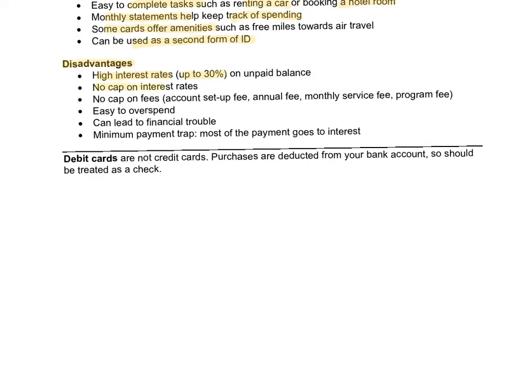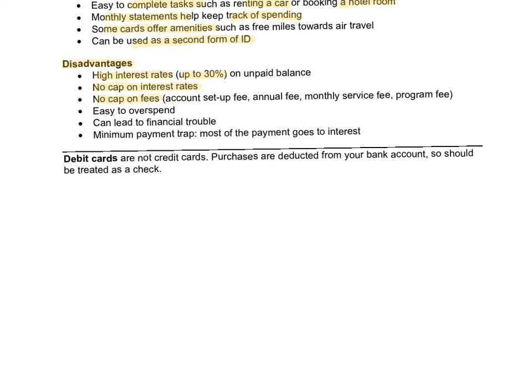And there's what we call no cap on interest rates. So when you think about a mortgage, the interest rates are federally regulated, but for credit cards, these are private companies, they can charge whatever they want. There is no cap on the interest rates. They could charge you 50% for your interest rate, and there's nothing you could do about it. There's also no cap on fees, so be real careful when you apply for a credit card.